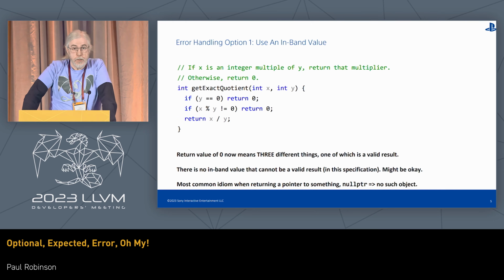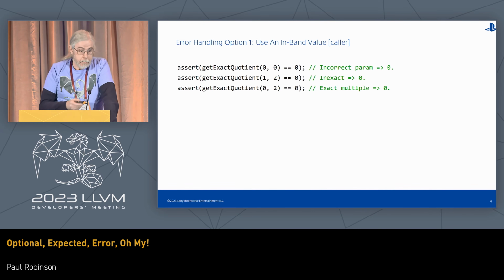This is actually very common if you're returning a pointer. Null pointer is the obvious in-band value that means that didn't work. For our specification, there are no in-band values that can't also be valid results. There are slides for what the caller does. I can't talk about them. I don't have time for that.